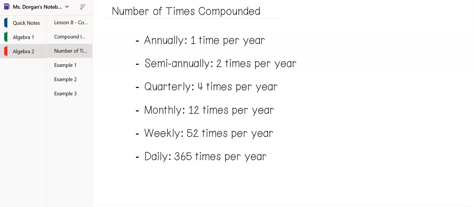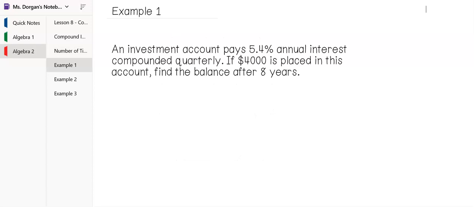So if the problem says compounded annually, that means that it's compounded one time per year, and you're going to use 1 for N. If it says compounded monthly, that means that it's compounded once a month, so a total of 12 times per year, which means that you're going to use 12 for N. Semi-annually is 2 times per year, quarterly is 4 times per year, weekly 52, and then daily 365. So depending on what you see in the problem will change what your N value is. So let's go into an example.